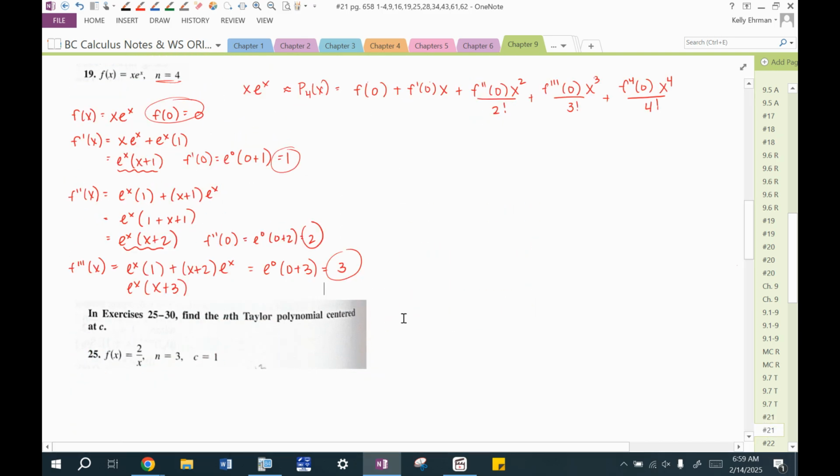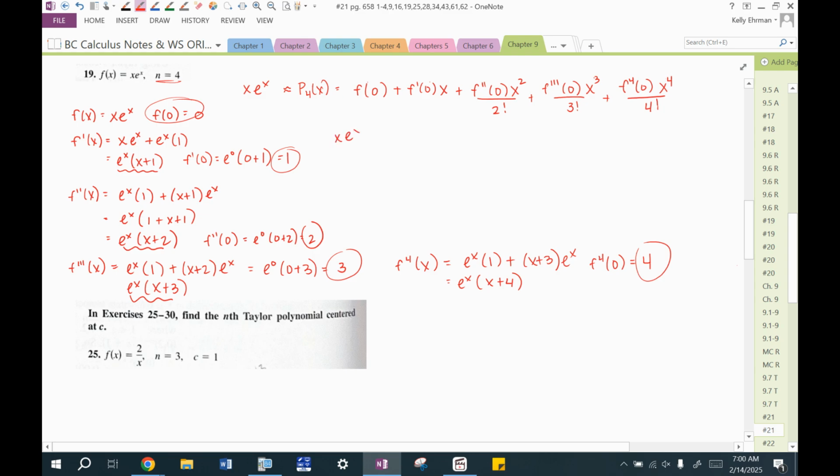Okay, everything is fine. And then we have to find our fourth derivative. Derivative of this is first times derivative of the second plus second times derivative of the first. And if I factor e to the x out, that will give me x plus 4. So the fourth derivative at 0 is 1 times 0 plus 4, so that's 4. So we get 0, 1, 2, 3, 4. That's kind of cool. And those are going to be the coefficients that I put in.